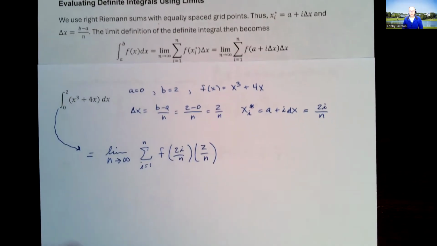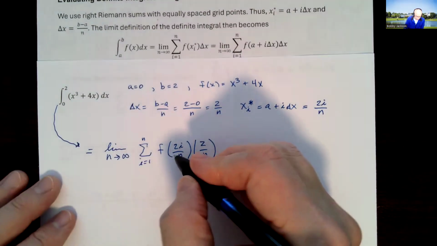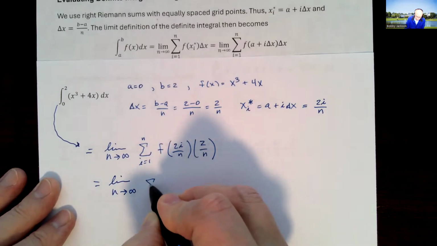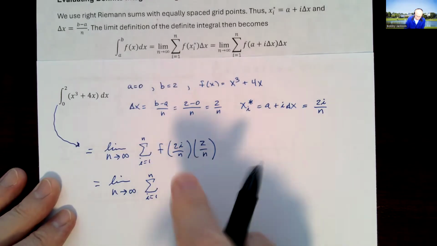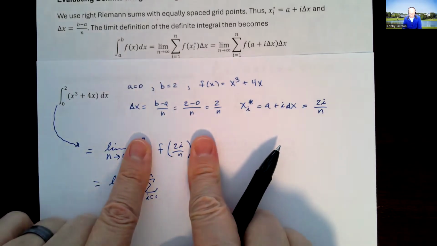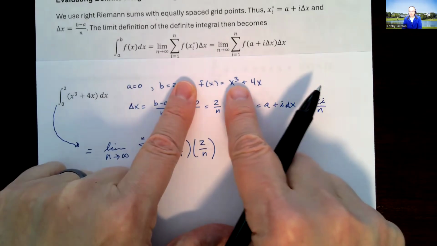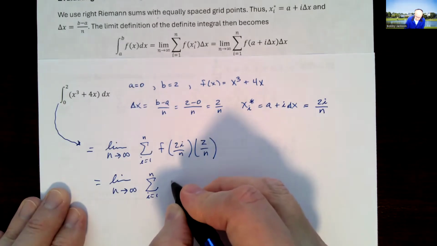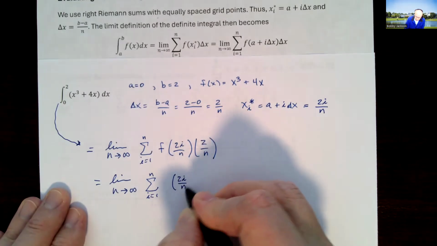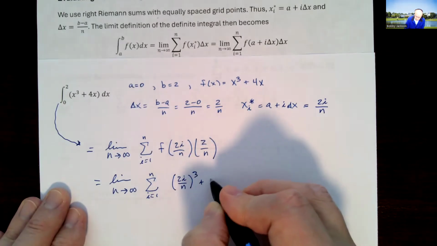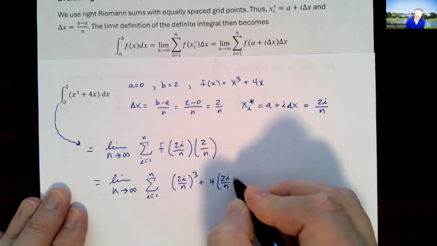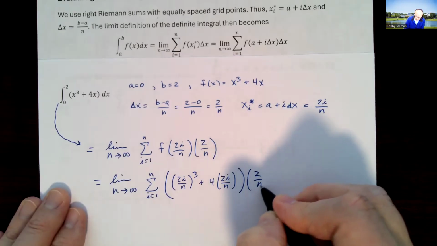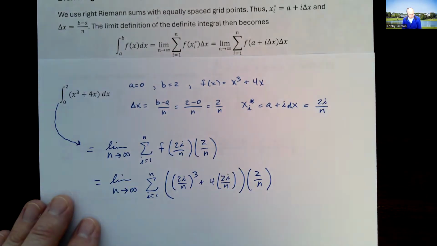Okay. Now let's evaluate f of 2i over n. What is f of 2i over n? Well, f of x is x cubed plus 4x. So where I see an x, I'm going to replace it with 2i over n. And I'm going to get 2i over n quantity cubed plus 4 times 2i over n. So that's, you put that in parentheses, and then don't forget times the 2 over n, the delta x there.